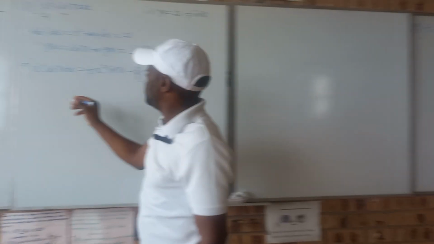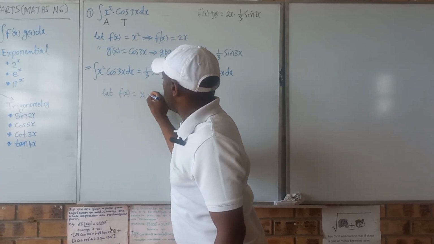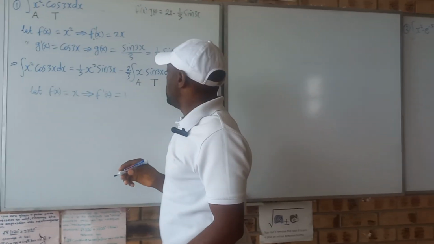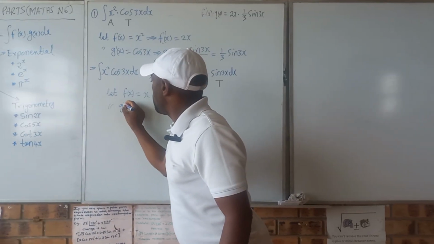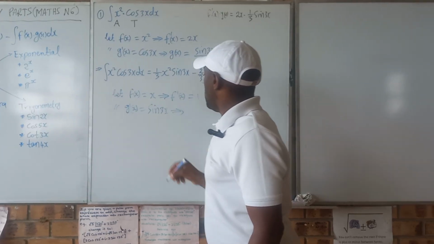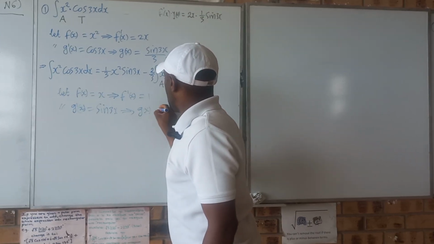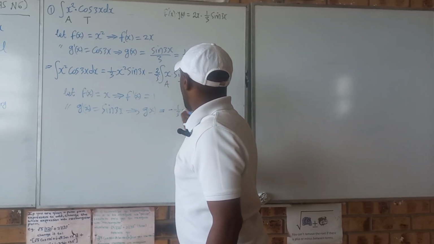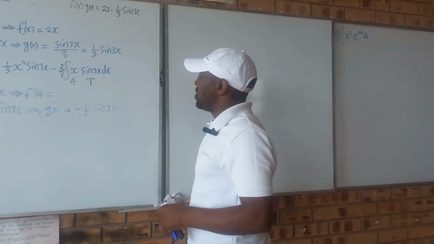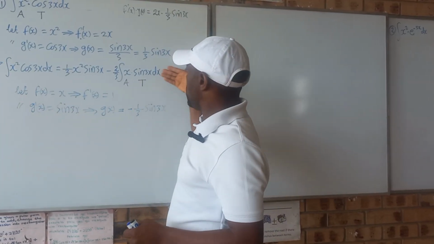So for this, I will be saying, let my f of x be equal to x. Then I will immediately look for the derivative. The derivative of x is 1. And g prime will be equal to sine 3x. It's integral from g prime to g. If I integrate, I will get negative 1/3 sine 3x. So that is the same thing as negative sine 3x over 3. So I'm now going to put this information in once I reach here.